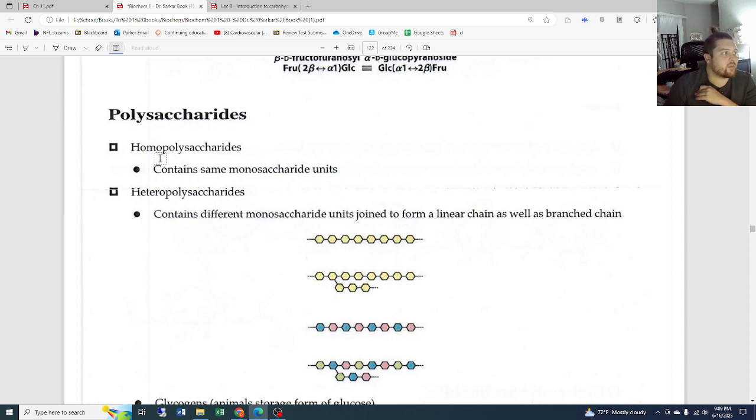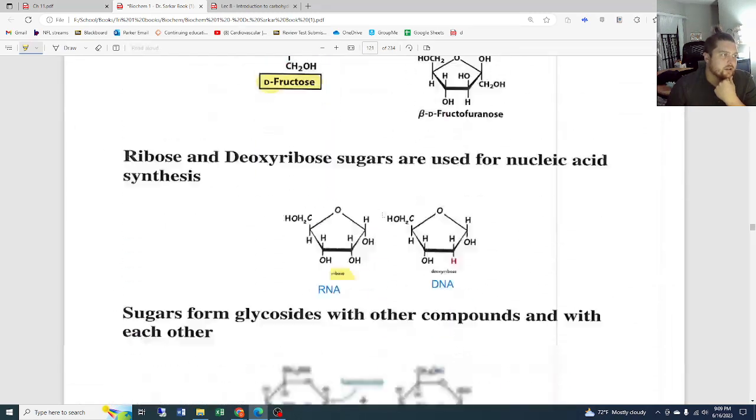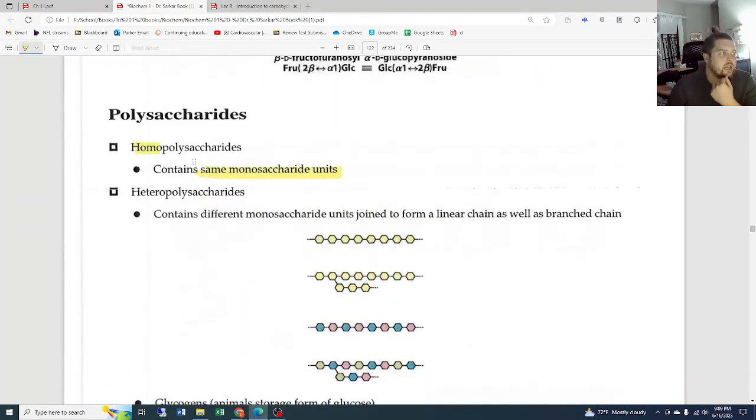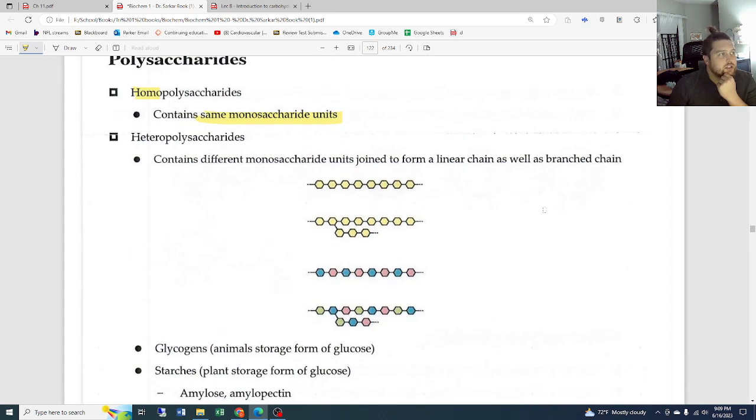Polysaccharides. Homopolysaccharides, homo meaning same, contain the same monosaccharide units, so that would be like glucose and glucose, galactose and galactose, fructose and fructose. If you add the same thing together, it is a homopolysaccharide. Heteropolysaccharides contain different monosaccharide units joined to form a linear chain as well as a branched chain.